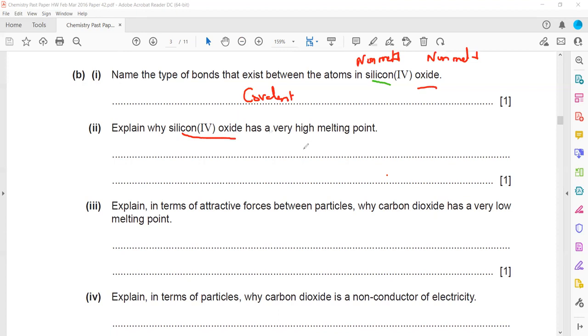Explain why silicon 4 oxide has a high melting point. Whenever you compare melting or boiling points, if they say high melting point, the reason is that you will mention strong bonds are there in the structure. There are strong bonds, so it needs a lot of energy to break the bonds.